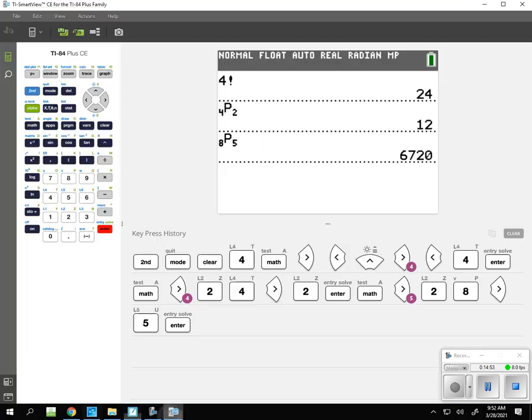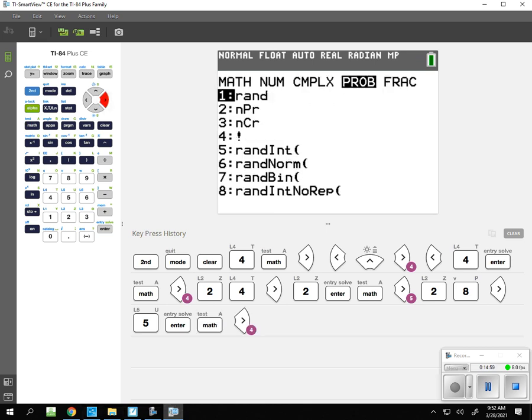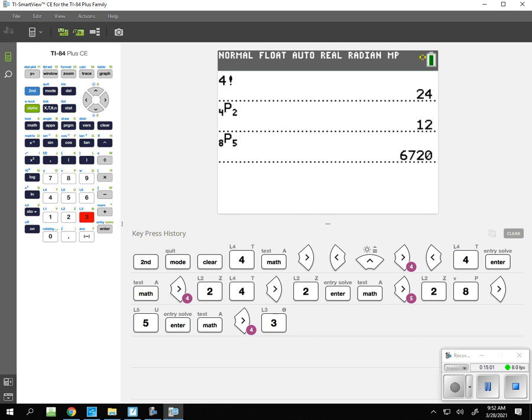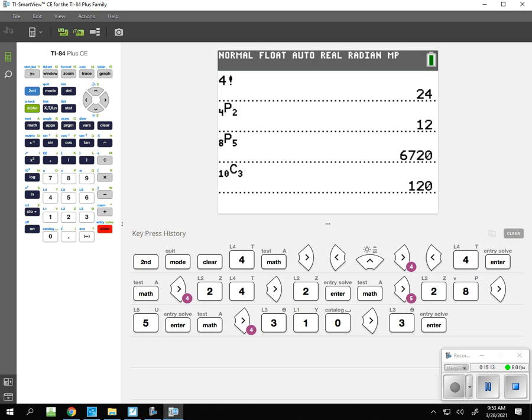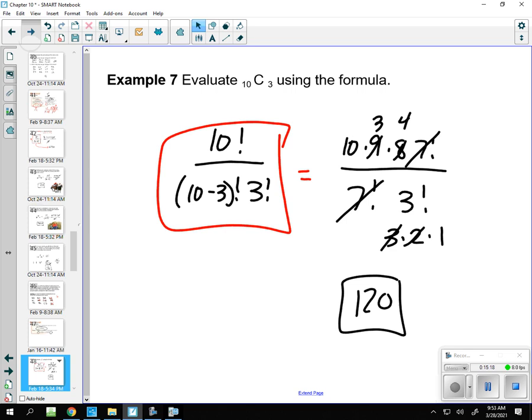So let's pull out a calculator. Again, under math, probability, you'll notice that number 3 is nCr, or combinations. So if I had 10 and I want 3 spots, I get 120. So notice that I showed that to you by hand, and also on the calculator.